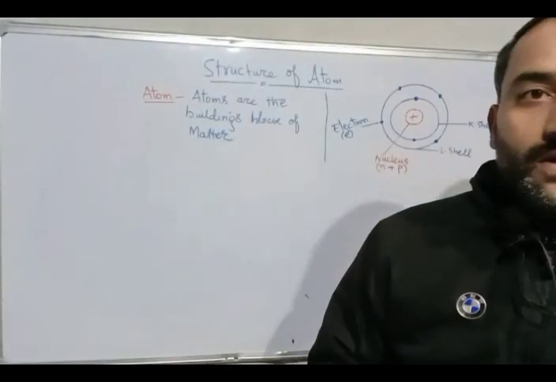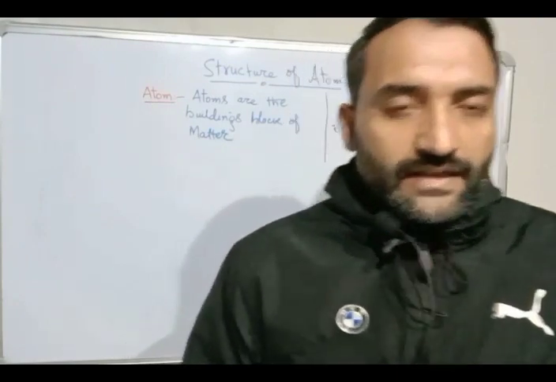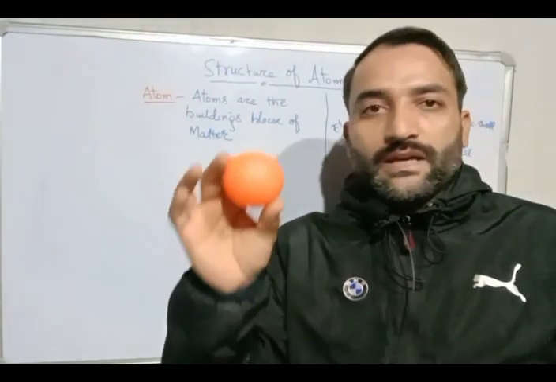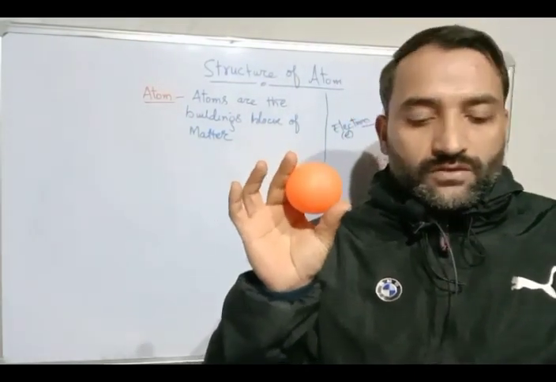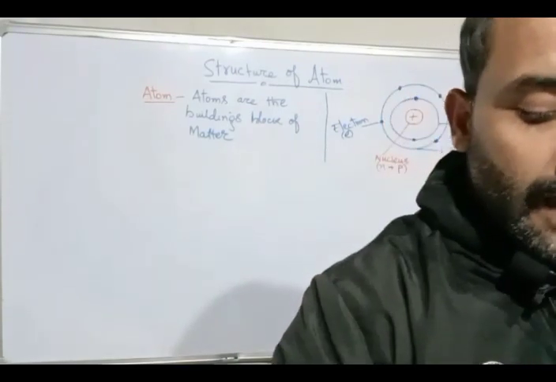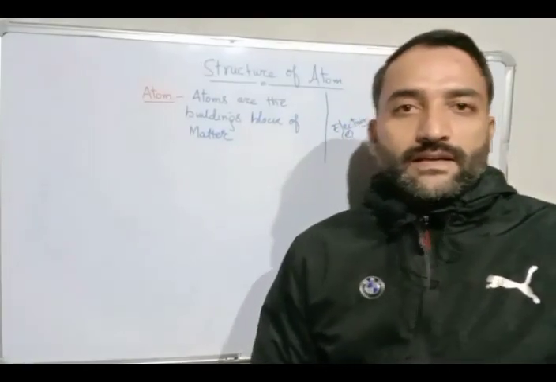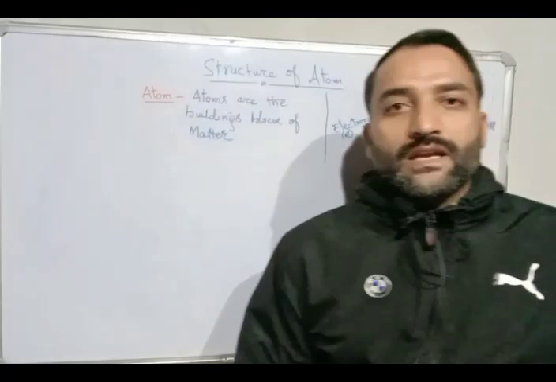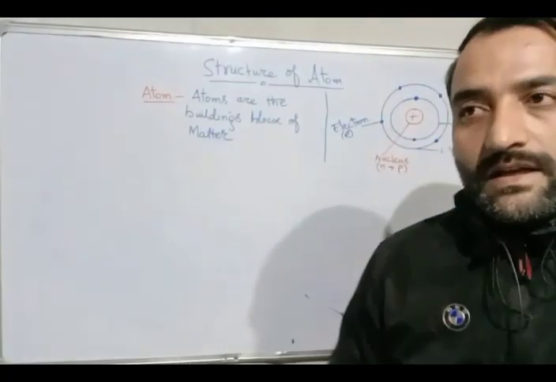So, you might be wondering what this atom looks like. The atom looks like a spherical ball. If we dive into the atom, we will find that an atom is made up of three tiny particles. One is called electron, another is called proton, and another one is called a neutron.